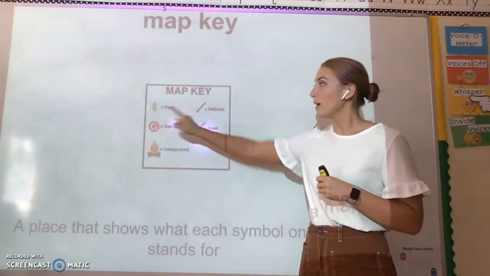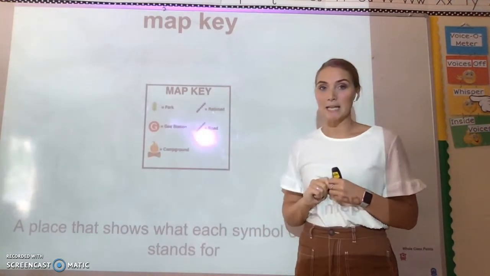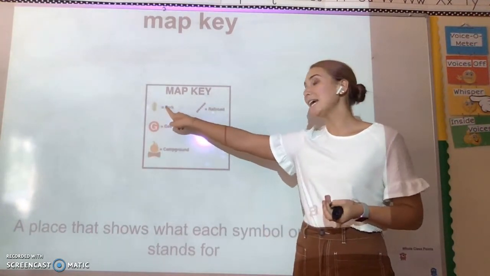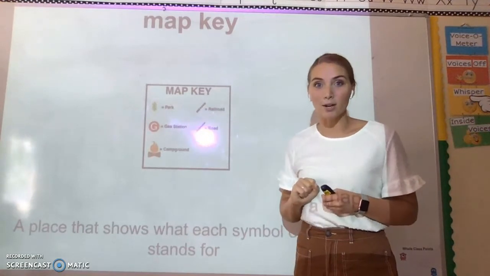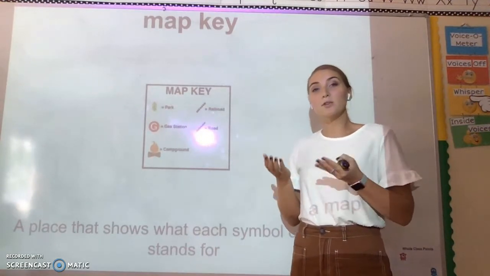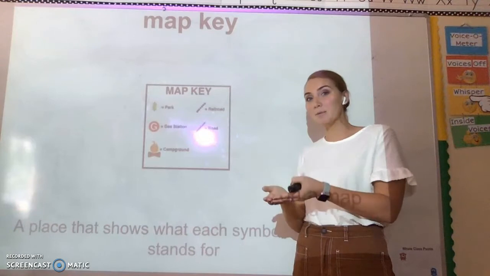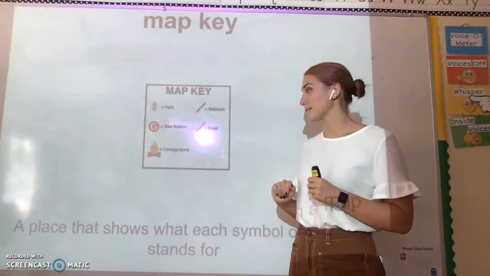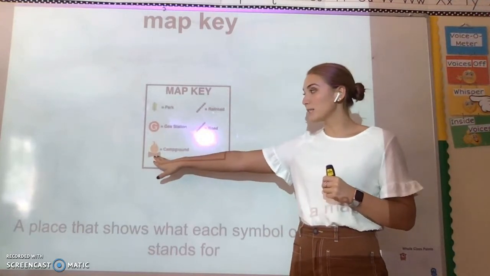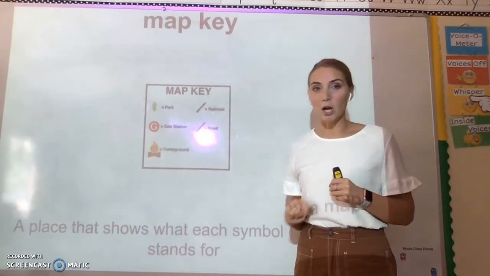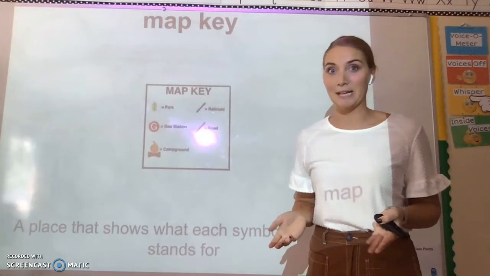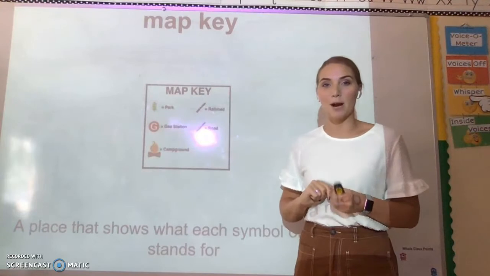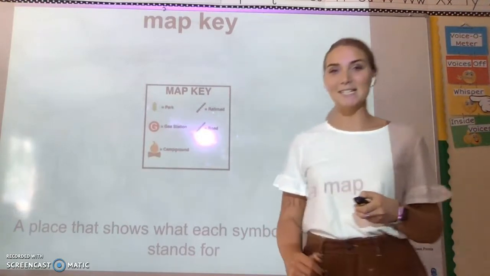For example, there is a picture of a tree, but on the map, when you see a tree, it's going to mean a park is there. So they use pictures or symbols to mean words or other things. This one you see is a fire and logs. It doesn't mean that there's an actual fire on the map. This means that there's a campground there. Let's take a look.